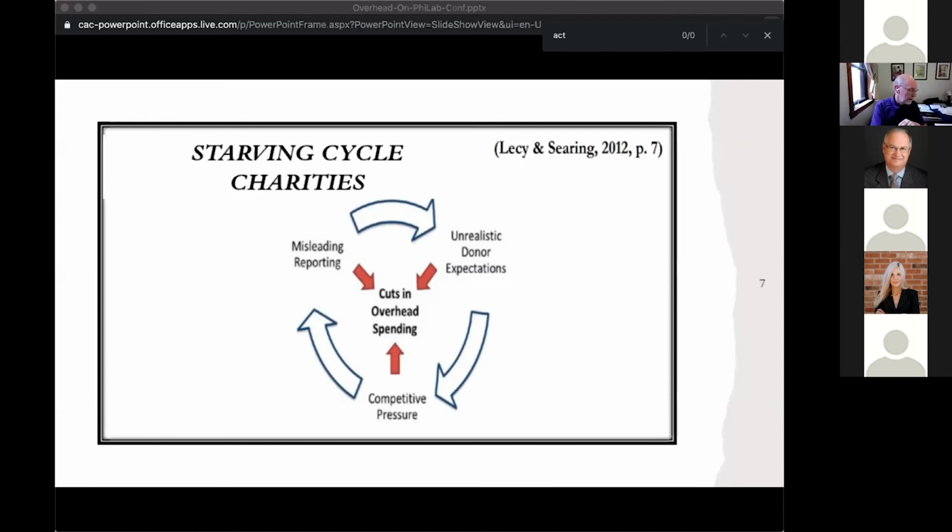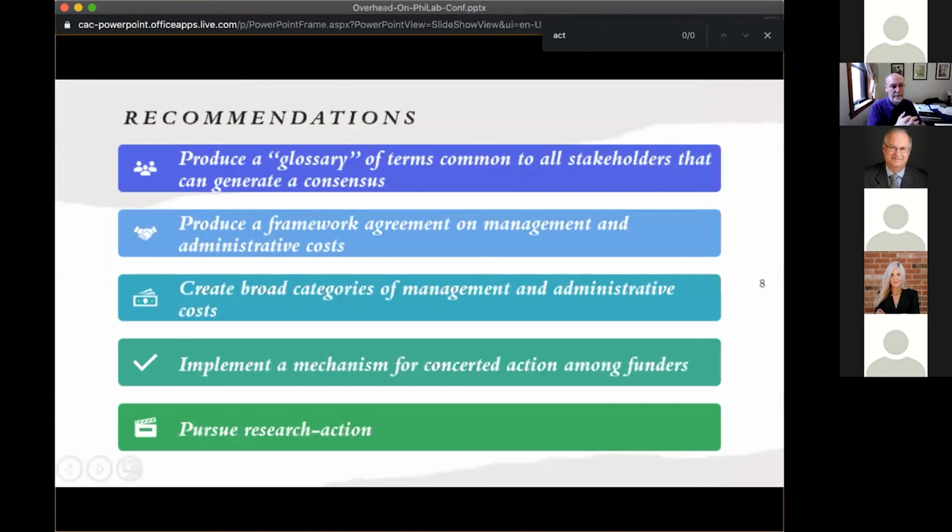So it brings us to almost the last slide, which is about the recommendations. So we can change to the last slide. Thanks, Catherine. The recommendations that we made for this first phase of the research are on five elements. The first one is that we would like to have a glossary of terms common to all stakeholders that can generate a kind of consensus on the terminology we will be using. Another element is to produce a framework agreement on management and administrative cost. For that, we need a very clear and democratic conversation between grantees and grantors. We also need a conversation about the categories that we will put in the management and administrative cost.